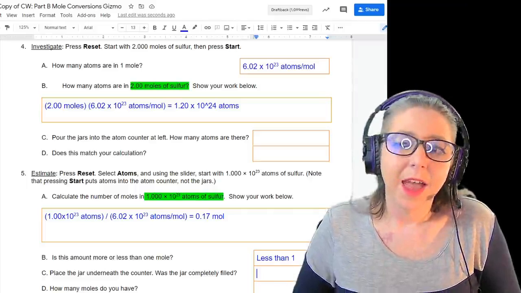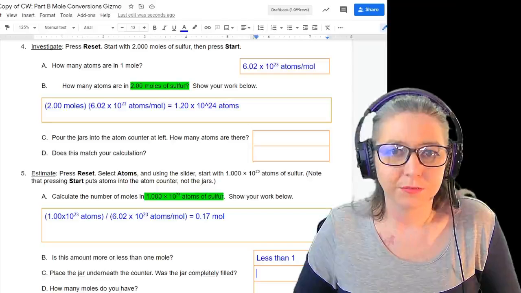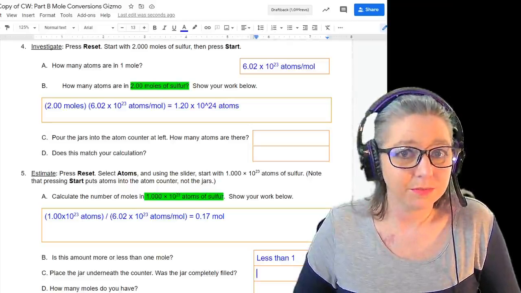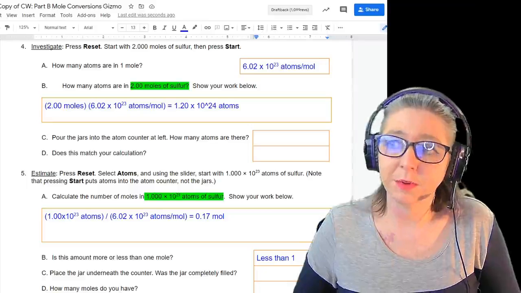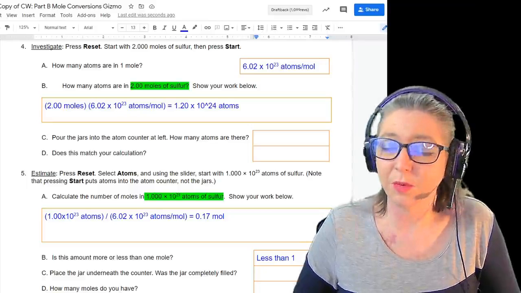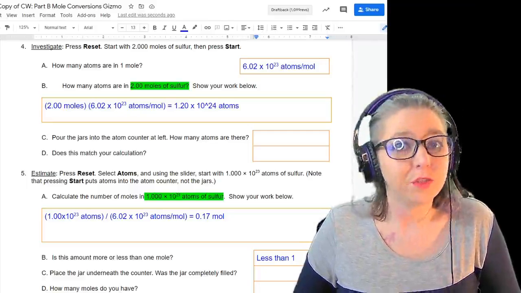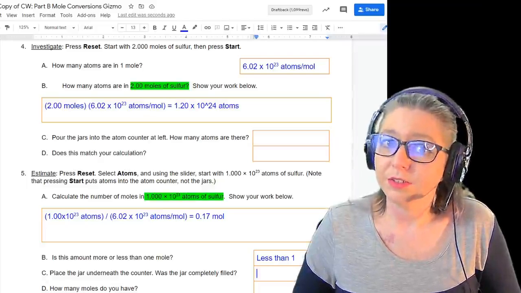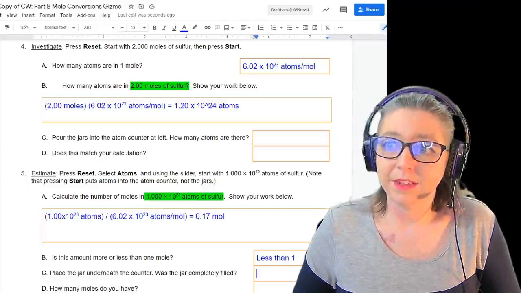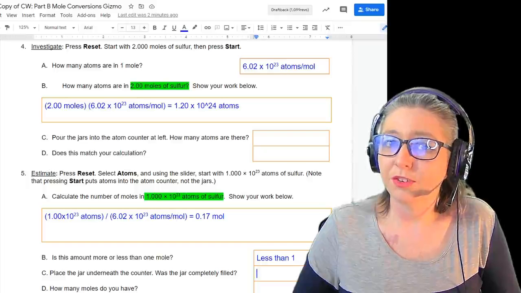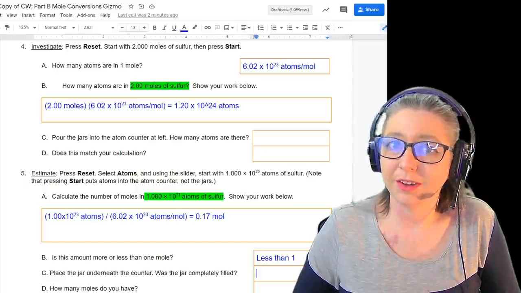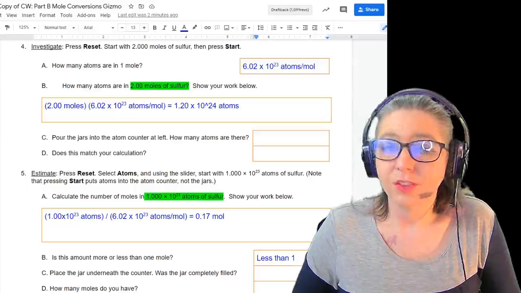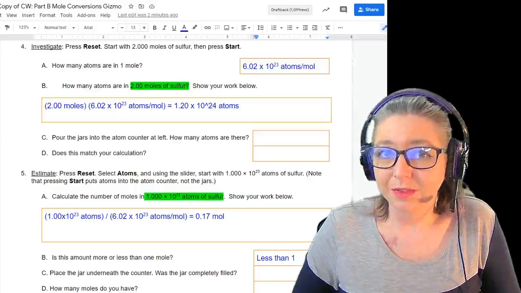Then it asks us, how many atoms are in 2 moles of sulfur? So 2 moles of sulfur is our given. So that's what I start with in our equation. If I know that there are 6.02 times 10 to the 23rd atoms in every 1 mole, that means I want to multiply if I have 2 moles worth. So I have 2 moles multiplied by 6.02 times 10 to the 23rd. And my answer is 1.20 times 10 to the 24th power atoms. Notice I have moles divided by moles, so my moles cancel out, and my atoms are the units that are left over.